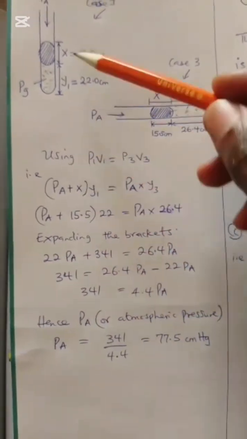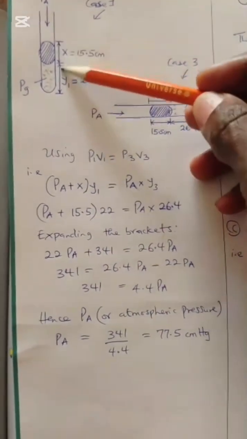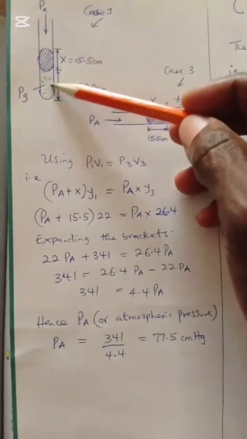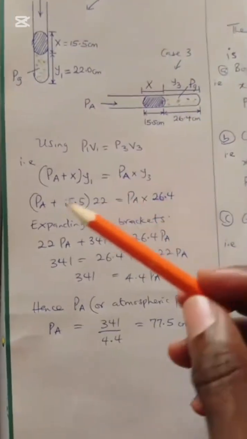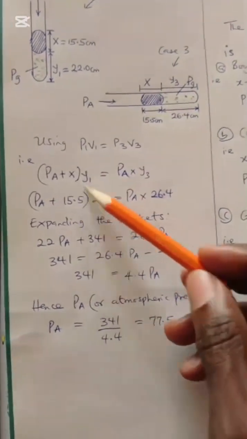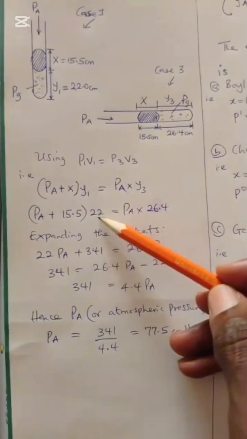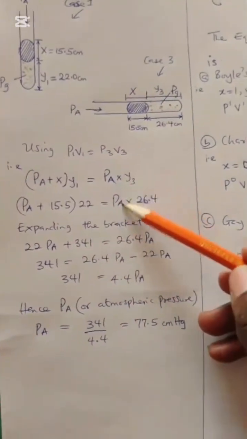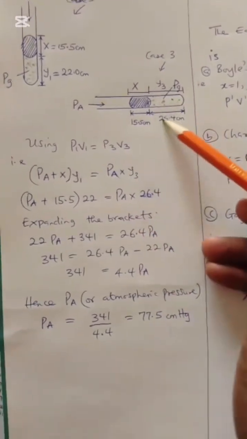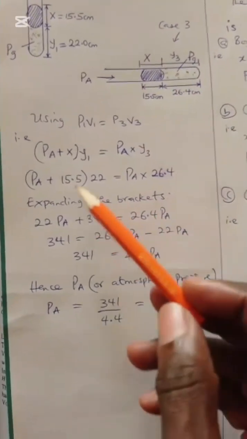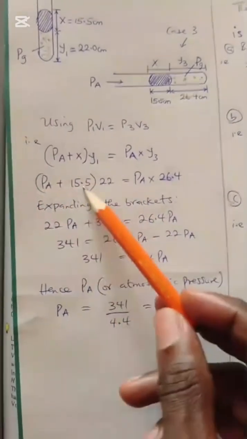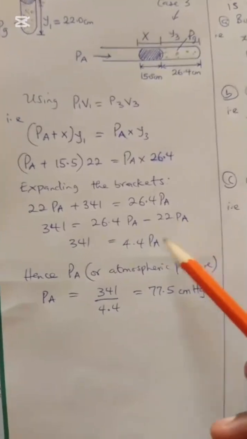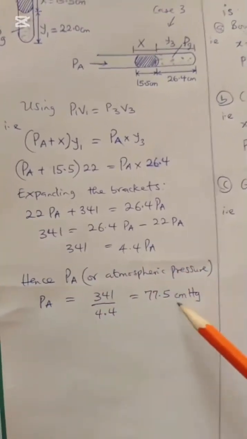Alright, enough said. So PA plus X, our X in the first case is 15.5, the length of the mercury column that is trapping the air here. Put that in the expression. Y1 is 22, so 22 times (PA plus 15.5) equals PA times 26.4, since Y3 is 26.4 in this position. Expand your bracket, 22 multiplies everything in here, collect like terms, and you have 4.4. So atmospheric pressure is basically 7.5.